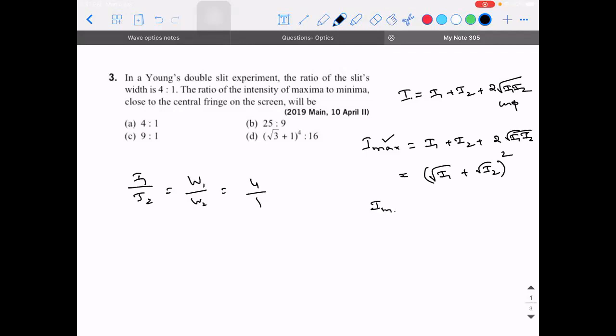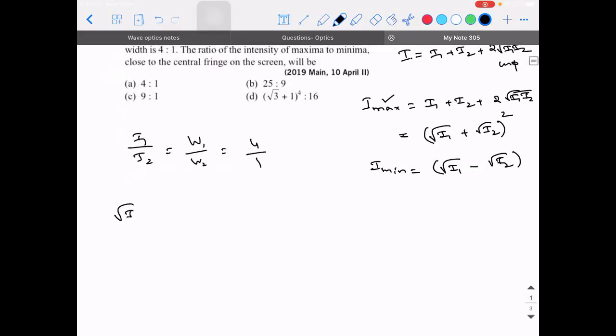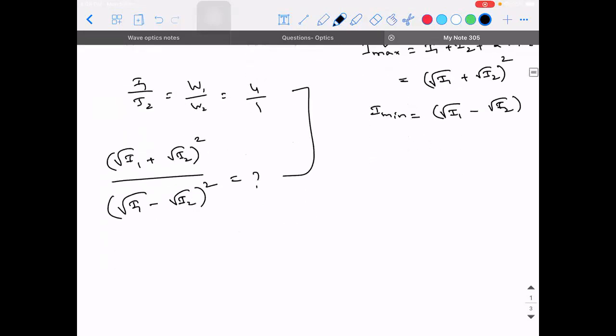Similarly, I minimum will be how much then? Square root of I1 minus square root of I2, whole square. This also we know. So I max by I min is square root of I1 plus square root of I2, the whole square, divided by square root of I1 minus square root of I2, the whole square. So, physics part is over. Now we have to think in terms of mathematics.